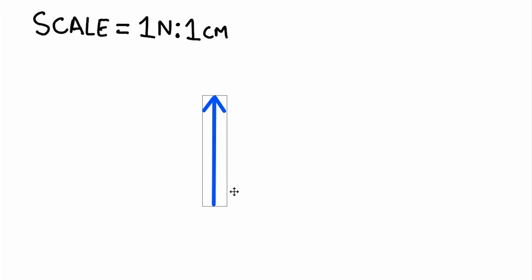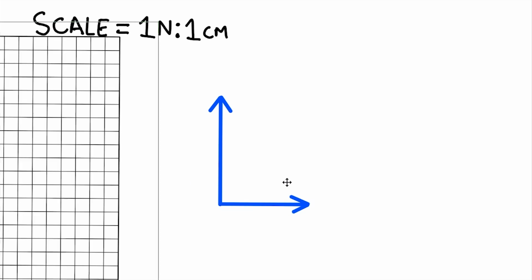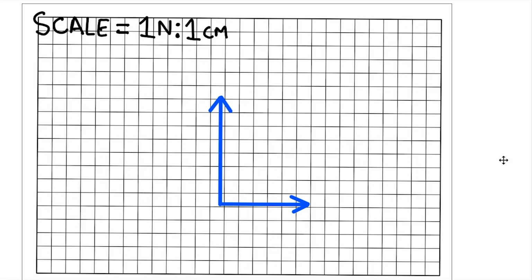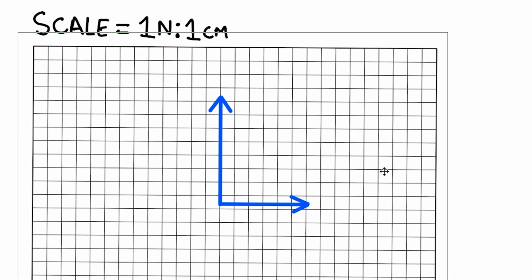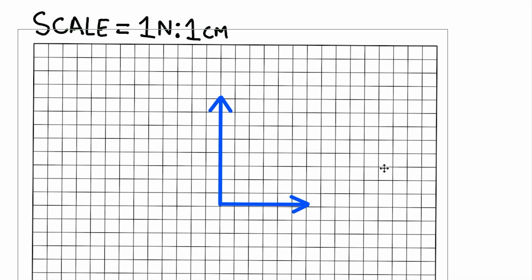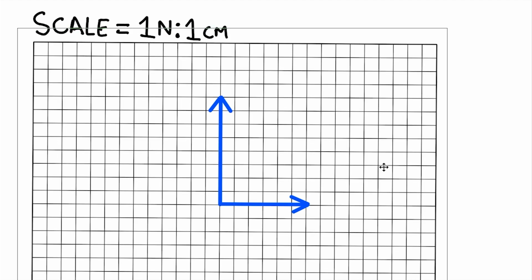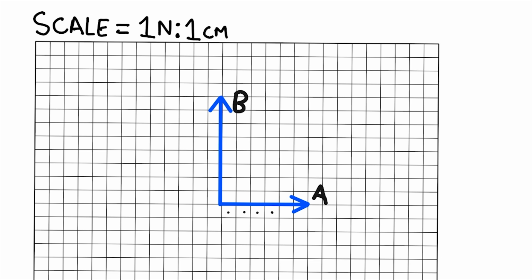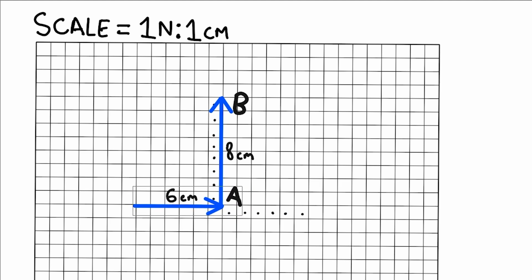Here are our vectors, and I'll add a grid of 1 centimetre squares so it's more obvious. However, in the exam, you might not get a grid and could be expected to measure the vectors yourself with a ruler. Vector A is 6 centimeters and vector B is 8 centimeters. By following the tip to tail method, we will move the tip of vector A to the tail of vector B and draw a line across them.